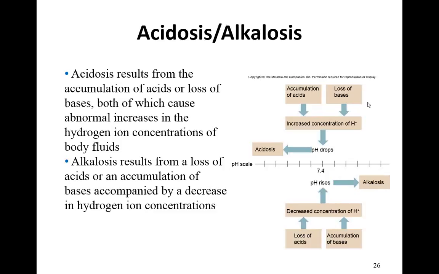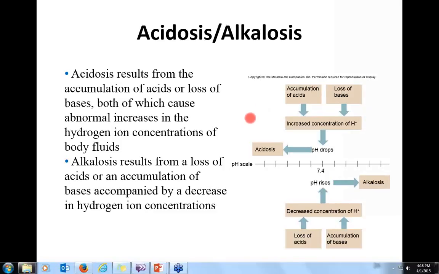What can cause acidosis? Acidosis can be caused by a couple things. One, you can accumulate acids metabolically, and you could lose bases. Anything that causes an increase in hydrogen ions, dropping the pH, causes acidosis. Loss of acids or accumulation of bases decreases hydrogen ion concentration, causing the pH to rise, alkalosis.